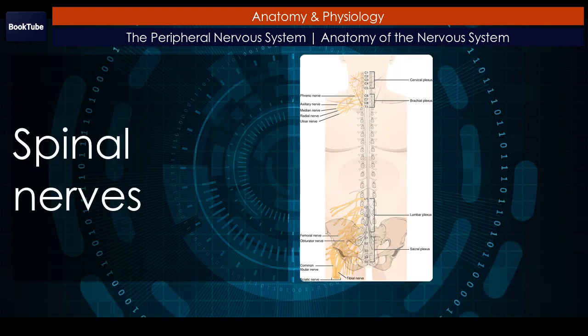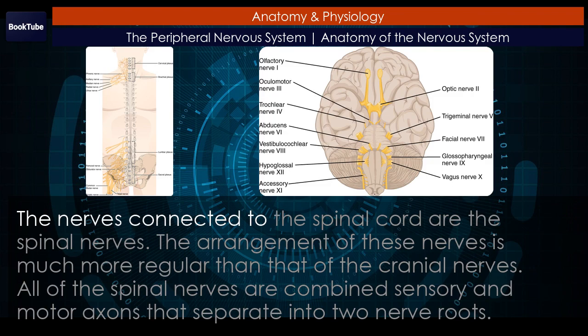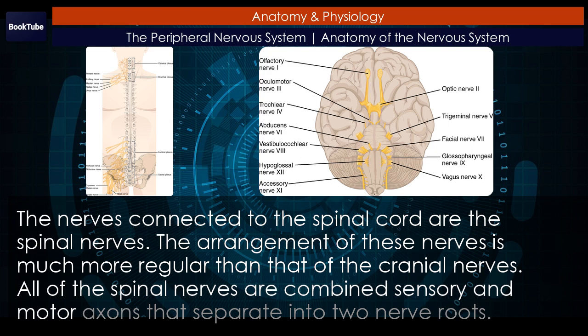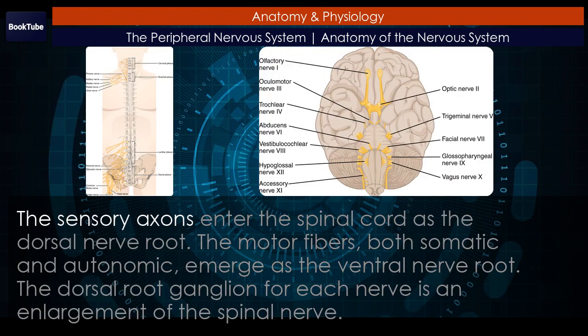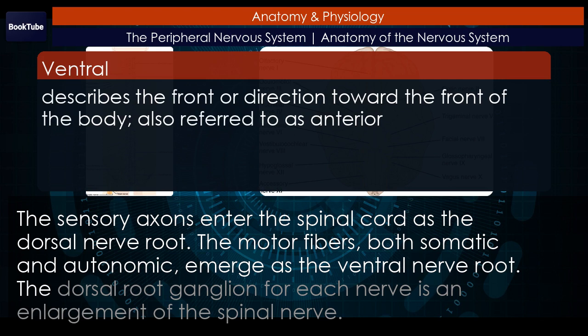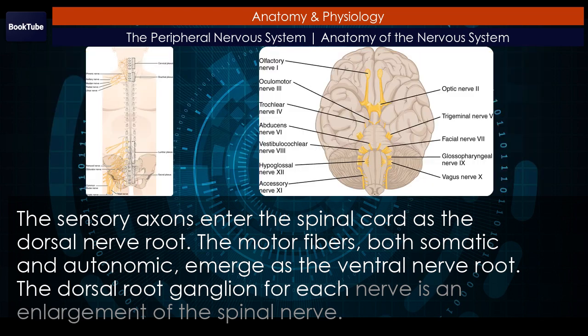Spinal nerves. The nerves connected to the spinal cord are the spinal nerves. The arrangement of these nerves is much more regular than that of the cranial nerves. All of the spinal nerves are combined sensory and motor axons that separate into 2 nerve roots. The sensory axons enter the spinal cord as the dorsal nerve root. The motor fibers, both somatic and autonomic, emerge as the ventral nerve root. The dorsal root ganglion for each nerve is an enlargement of the spinal nerve.